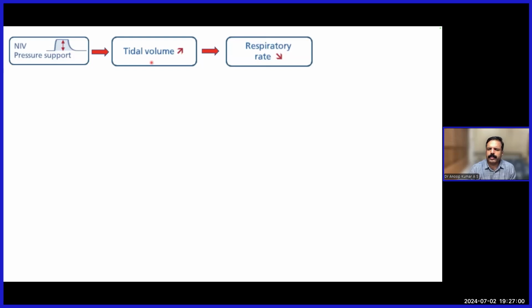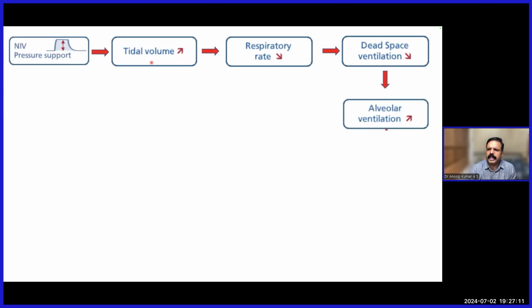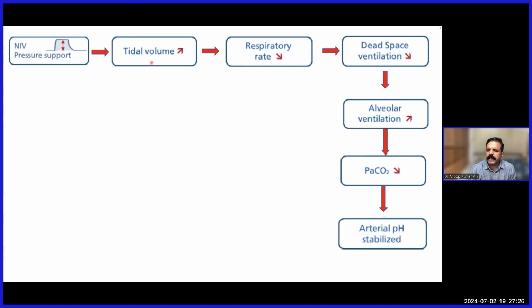So obviously we'll be starting an NIV. So how does an NIV help a COPD patient? This is the concept. Whenever you have a NIV, the pressure support will improve the tidal volume. I've already told you, the difference between EPAP and IPAP will improve the tidal volume. Once the tidal volume improves, the patient's air hunger will come down and it will reduce the respiratory rate. Once the respiratory rate is reduced, your dead space ventilation will be reduced and it will improve the alveolar ventilation. And once the alveolar ventilation improves, it will reduce the PaCO2. So your IPAP will help you to improve alveolar ventilation and reduce the PaCO2. And by reducing the PaCO2, your arterial pH will get stabilized.